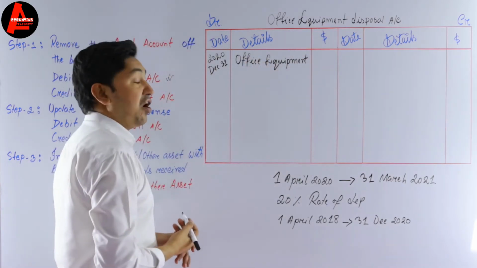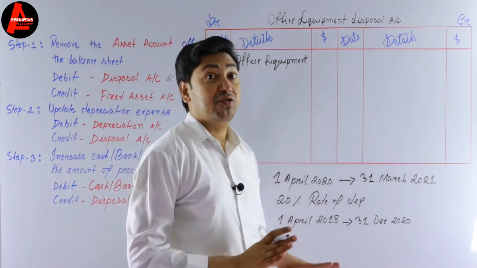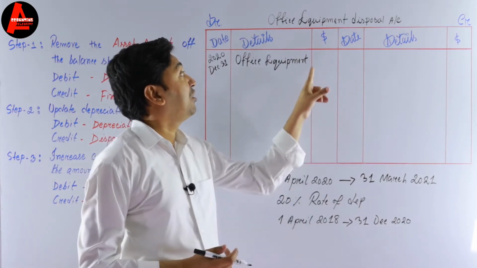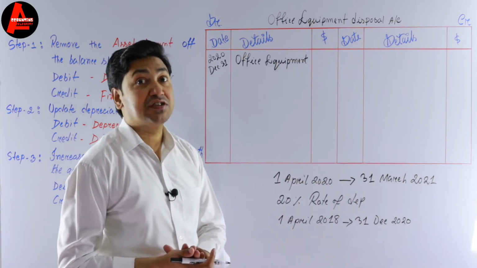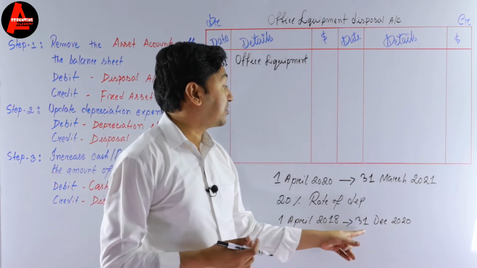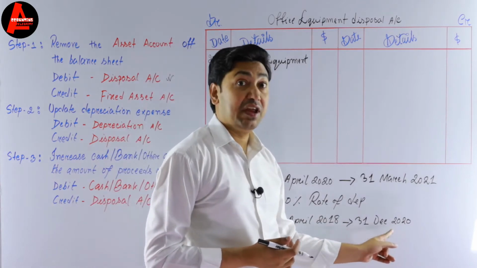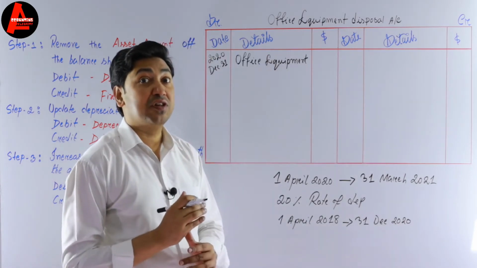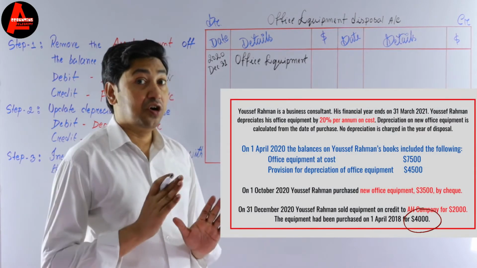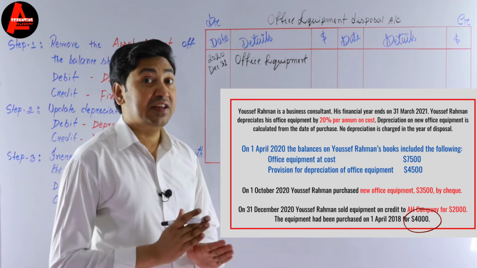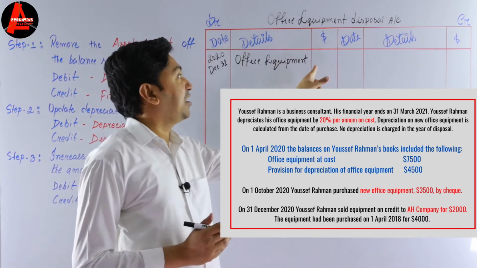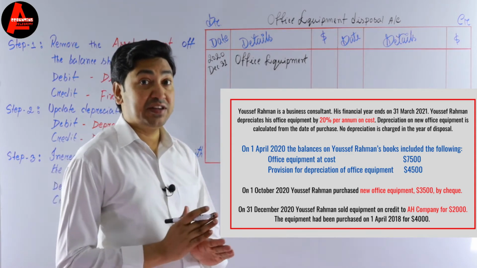Okay, so now question is, in the question there are two values, one is cost price, another one is selling price. Which price we will write here, cost price or selling price? The office equipment which is sold on 31st December 2020 was purchased for $4,000. Okay, so that is the cost price. So do not write the selling price. I see many students write here selling price, but you must write the cost price.